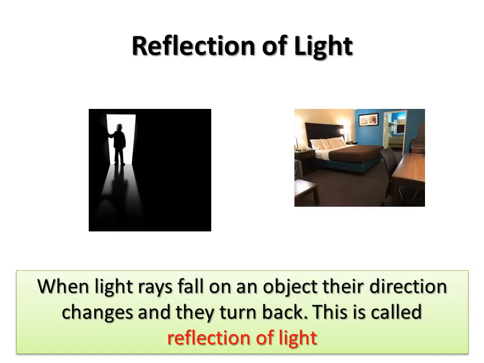So what do you mean by reflection of light? When light rays fall on an object, their direction changes and they turn back. This is called reflection of light.